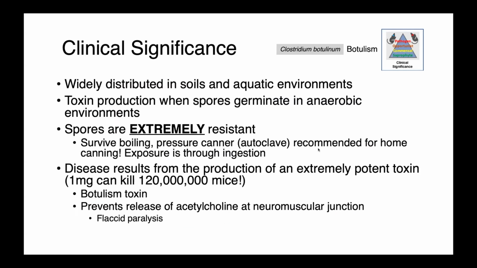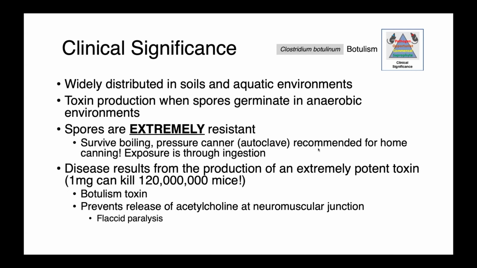Moving on to Clostridium botulinum, the cause of botulism, this organism is also widely disseminated. We find it in soils and aquatic environments, and we get the production of toxins when spores germinate in anaerobic environments. These spores are extremely resistant. They can actually survive boiling. And so when we're preparing home canned foods, it's important to use a pressure canner, which is essentially an autoclave that's able to destroy those spores. Boiling food products prior to canning may not be sufficient.